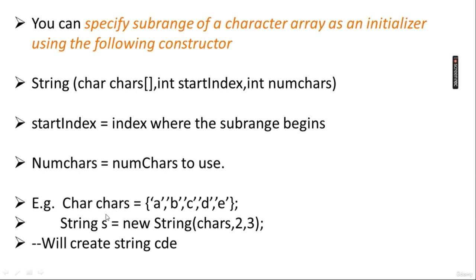If this is my example with the characters a, b, c, d, e, the start index is 2. This is 0, this is 1, this is 2. From index 2 I have to take 3 characters because the number of characters is 3. So index 2, 3, 4. These three characters, c, d, e, will comprise my new string s. And I can display this s using System.out.println, which prints c, d and e.